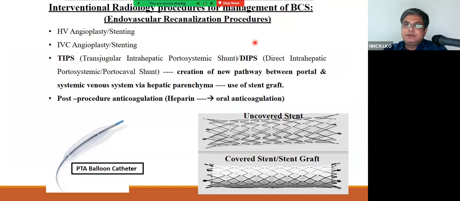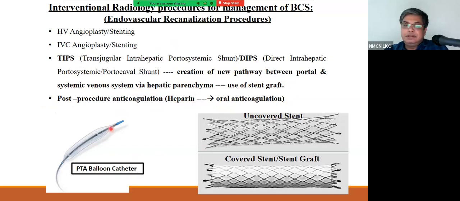Coming to the spectrum of interventional radiological procedures, these are the endovascular recanalization procedures which can be done in BCS patients. So we do angioplasty and stenting of the hepatic vein or IVC, and shunt procedures like TIPS and DIPS. Here we create a new pathway between the portal and systemic venous system via the hepatic parenchyma, so a low resistance pathway is created by bypassing the resistive liver parenchyma. Post-procedure, all these patients are on anticoagulation treatment, started with heparin and shifted to oral anticoagulants.